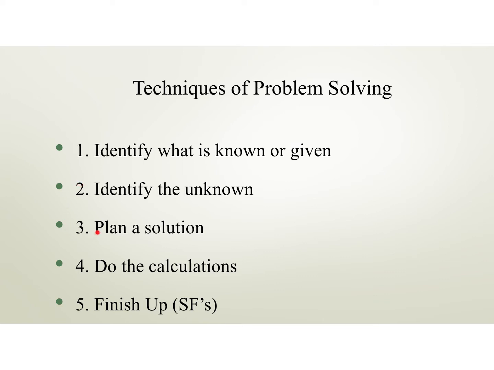Third, you need to plan a solution. I call this the game plan. If people are struggling to solve a problem, it's usually because they skip this step. Before you actually do anything with numbers, you need to think through how you are going to solve this problem. Then once you have your plan, you'll actually do your calculation. And then at the end, it's time to finish up. We're going to check our units. We're going to check, does that answer actually make sense? And then finally, we'll round to the correct number of sig figs.